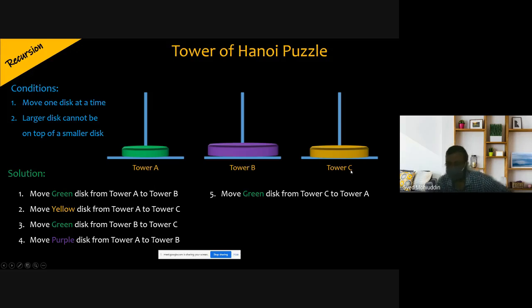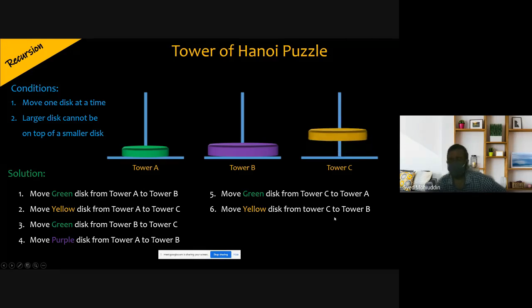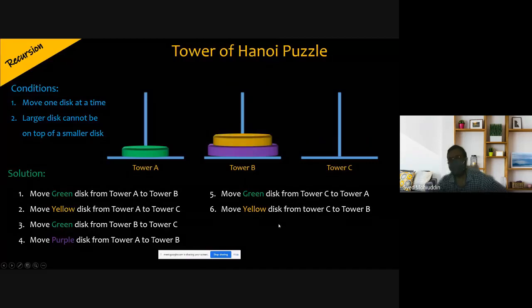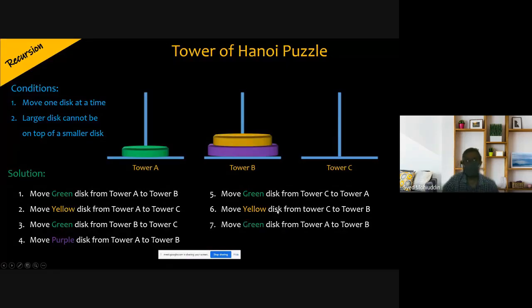If we consider again this as tower A, and this obviously is going to be tower B, this step will be the same as the third step, moving the yellow disk from tower B to tower C, if we reverse it. And the last thing is, now we are left with only one disk. So now we can move the green disk from tower A to tower B. This way, using these 7 steps, without violating any conditions, we will be able to move all the disks from tower A to tower B.